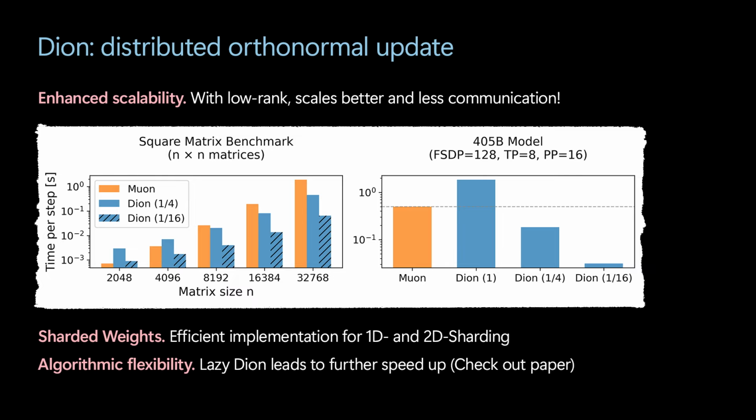Another interesting thing about Dion is because we're using amortized power iteration, it leads to a lot more algorithmic flexibility. For example, in our paper, there's a lazy Dion variant, which leads to further speed up.